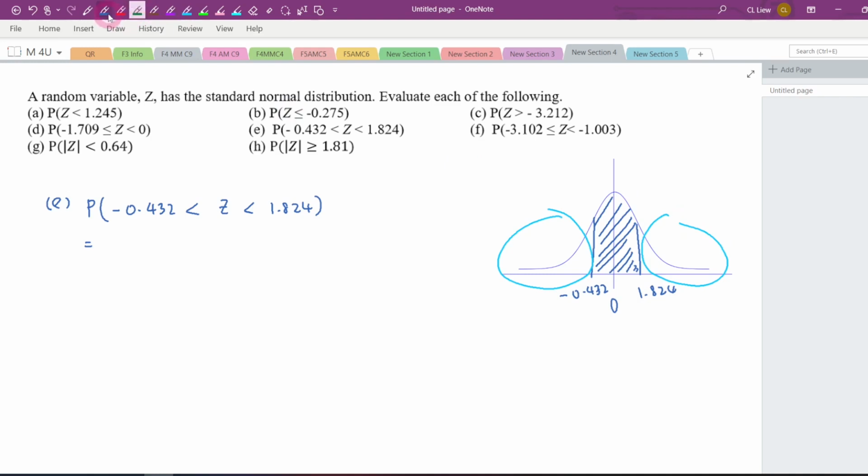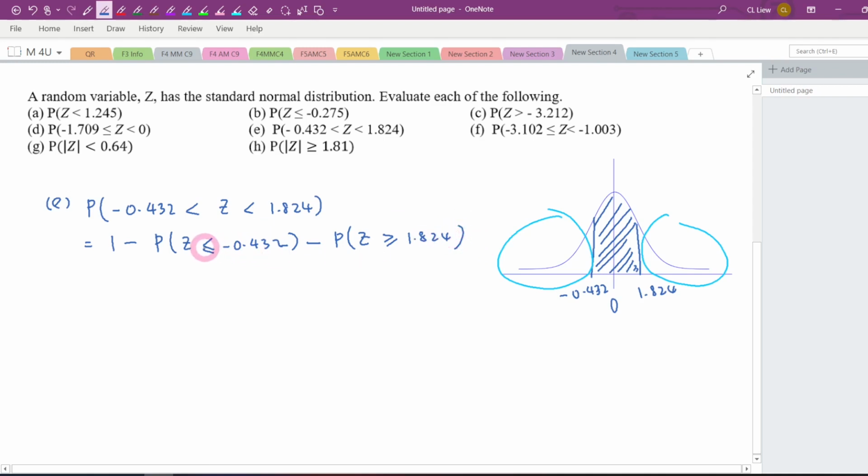Okay. Let me write this for you first. 1 minus the probability for z less than or equal to negative 0.432. If you want to write less than only, it's okay. As I told just now, for normal distribution, less than or equal to, greater than or greater than or equal to, they have the same answer. Okay, let me double check. Oh, sorry. Yes, it's correct. Here I have to put a negative 0.432, right? Yes. Then minus this part, which will be greater than or equal to 1.824. Okay, hopefully you understand this step.